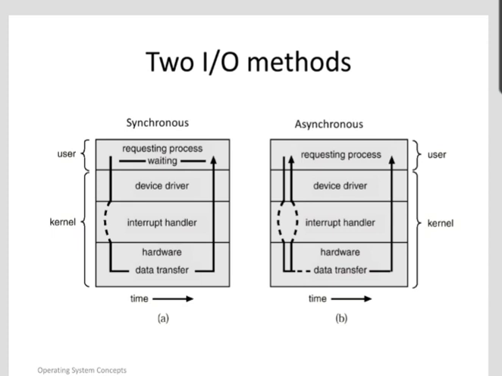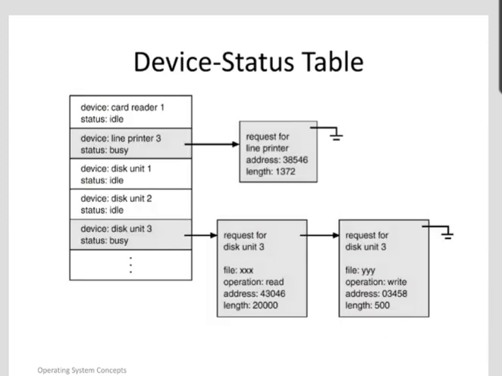So, two input output methods: one is synchronous and the second is asynchronous. In synchronous, there is user and kernel. In user, the requesting process is waiting. Next is the device driver, interrupt handler, and hardware data transfer. And in asynchronous, the requesting process, device driver, interrupt handler, and hardware data transfer. Next, the device status table.